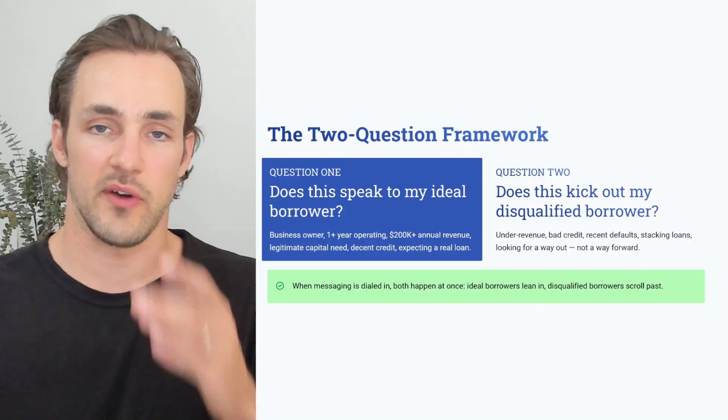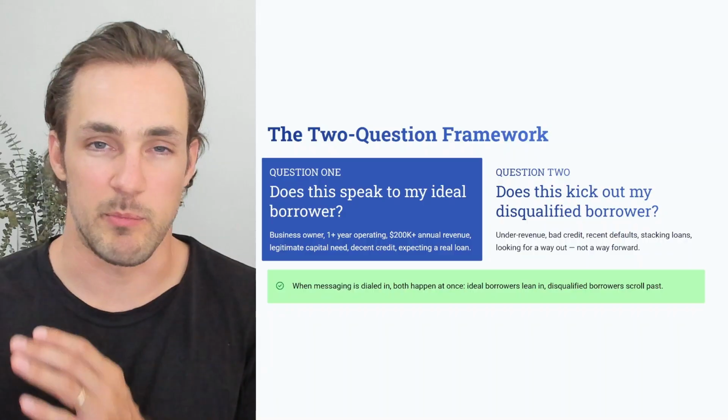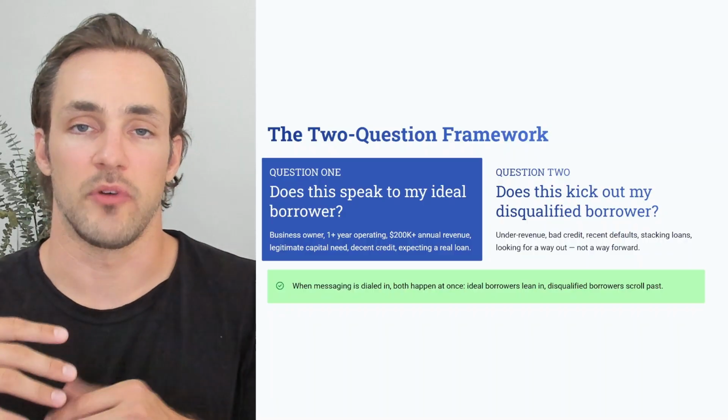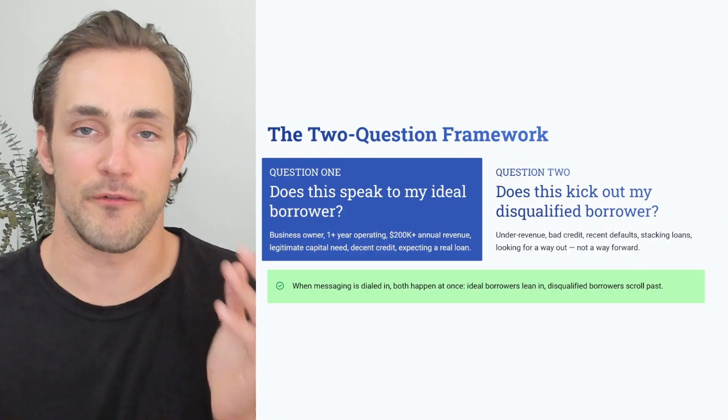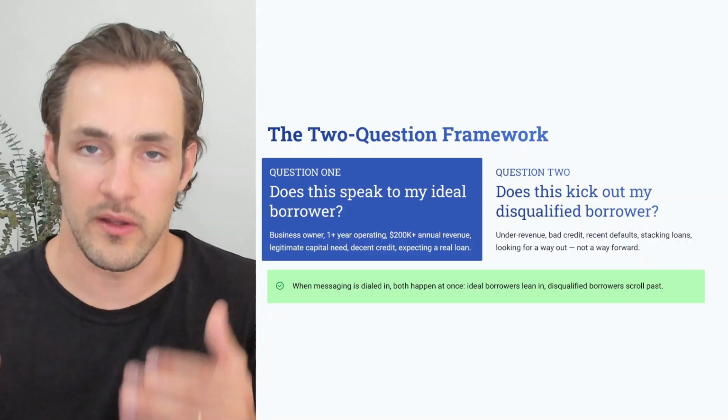They have decent credit, right? Usually 580 minimum in most cases. It doesn't have to be perfect. They just can't have completely subprime credit. And they have expectations that this is not a free handout. They understand they're going to have to pay for a quality product.